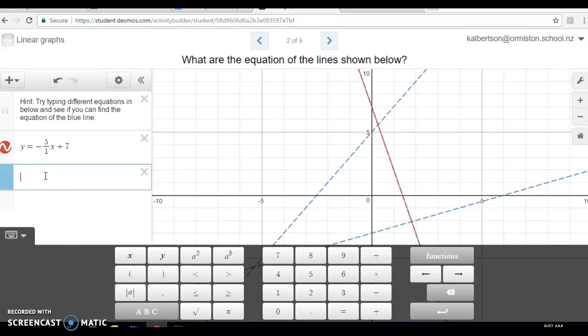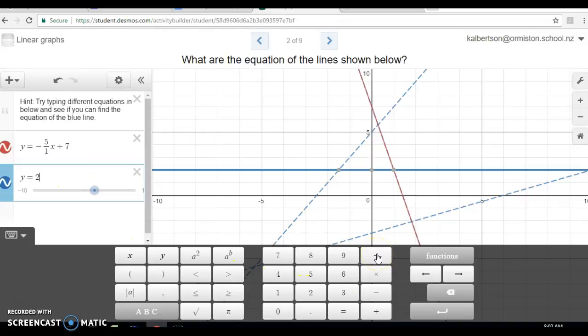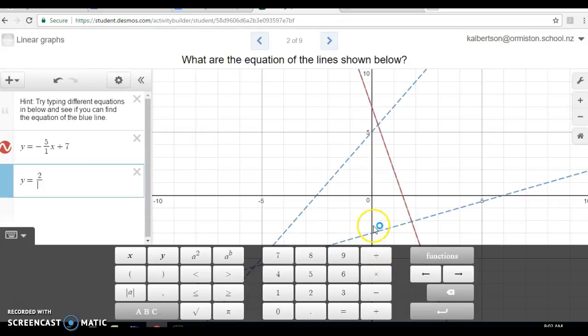I'm going to type in y equals. Now, we said up 2, that's positive 2. And we said it went across 1. Across always refers to going across that way. So 2 over 1, and you must remember your x. You must remember your x when you're writing an equation. 2 over 1, x. Next step, where does this blue dotted line cross through the y-axis?